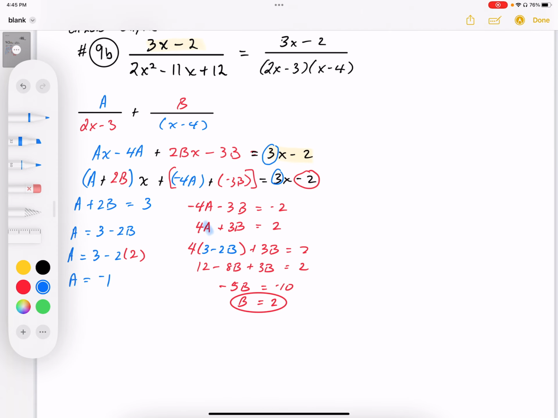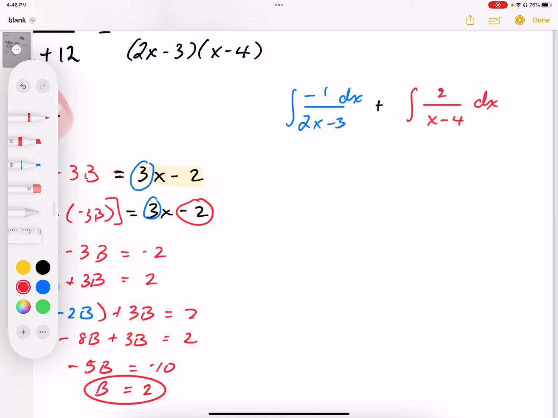This is going to allow me to set up my integrals. So I have the integral of negative 1 over 2x minus 3. That's the first part here. I'm just going to highlight that. Okay, plus I'm going to end up with the integral of B, which is 2 over x minus 4. So that's going to be represented there. And I'm just going to put my dx in here.